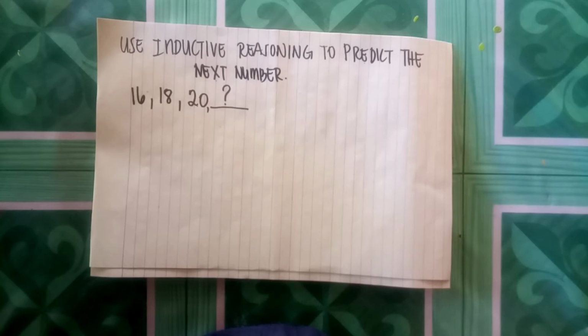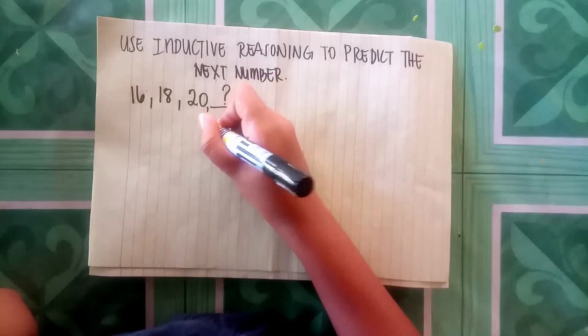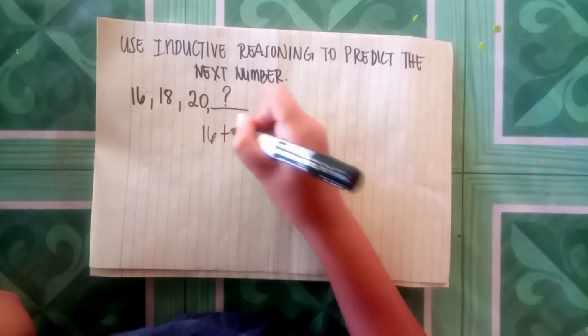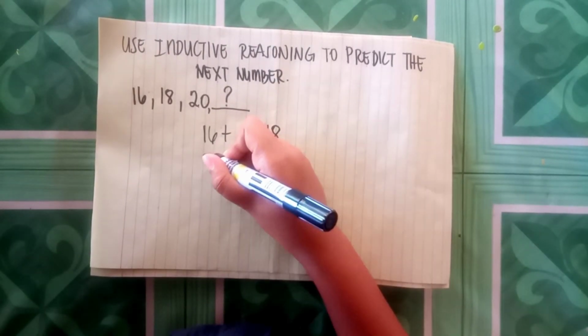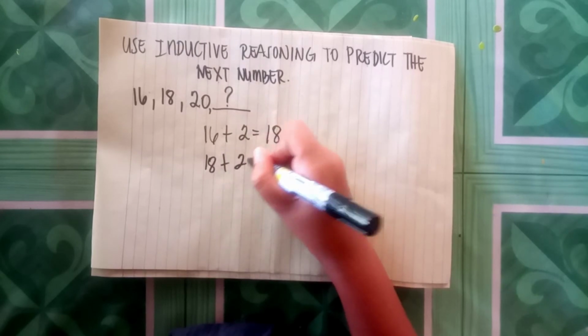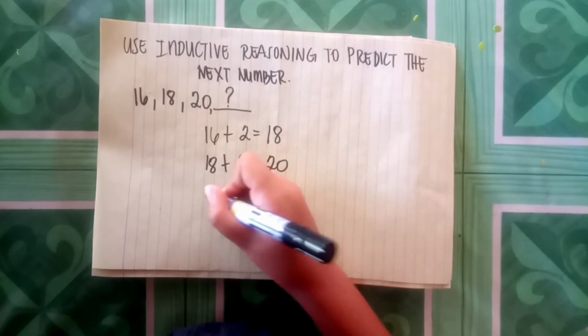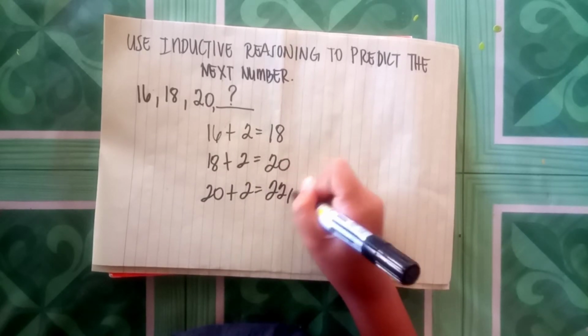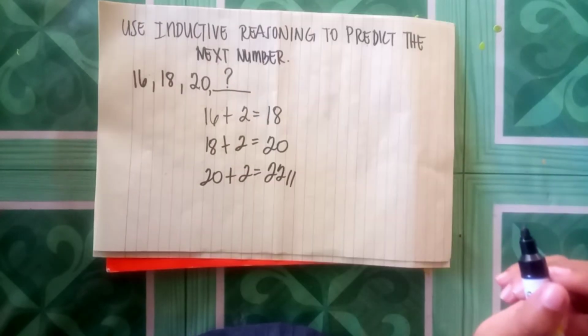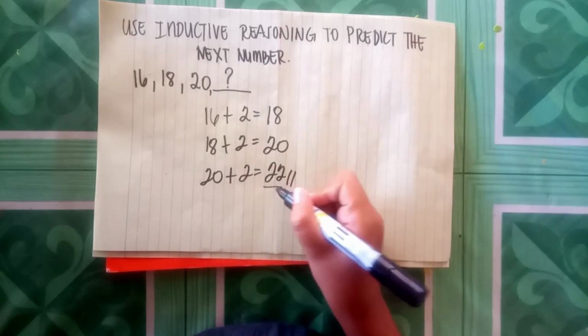As you observed, the given numbers are even numbers. All we need to do is add 2 to each number to find the next number. So, 16 plus 2 is equal to 18. 18 plus 2 is equal to 20. And 20 plus 2 is equal to 22. Therefore, the next number will be 22.